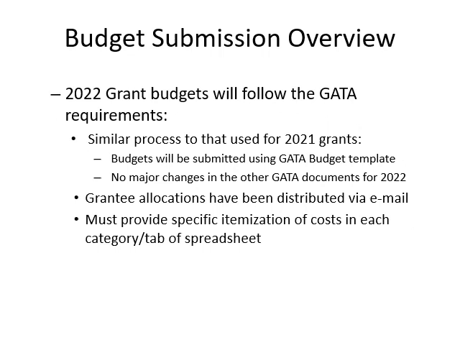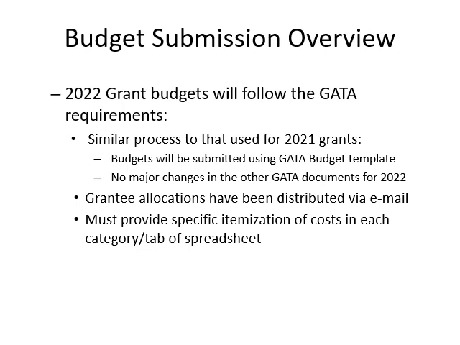The 2022 grant budgets will follow the GATA requirements. It's similar to the process that was used for the 2021 grants. The budgets will be submitted using the GATA budget template spreadsheet. There really have been no major changes in the other GATA documents for 2022. The grantee allocations have been distributed via email along with the procedure letter for each program.